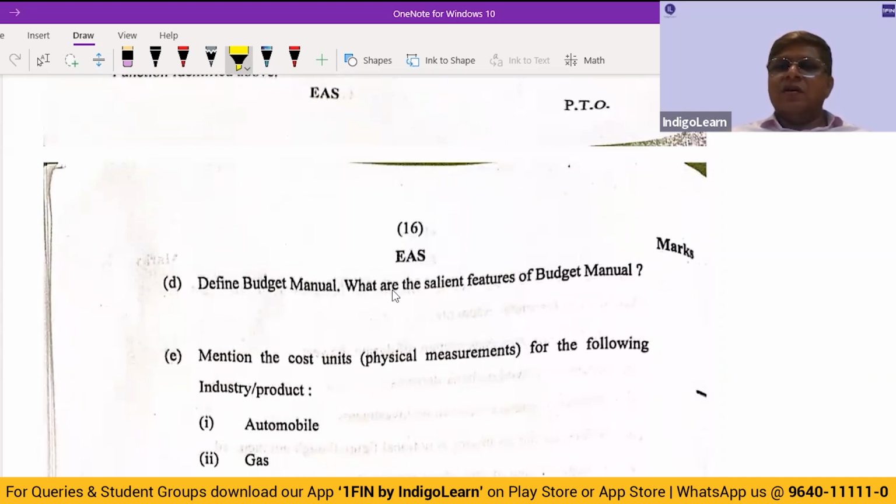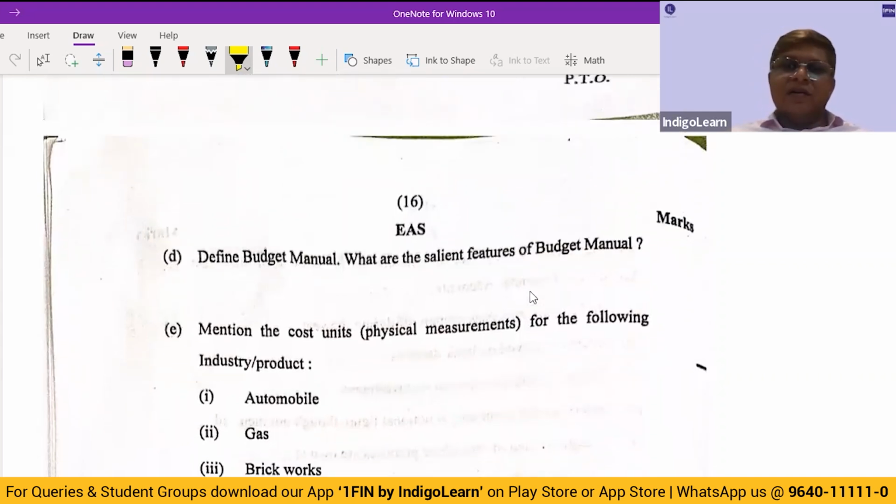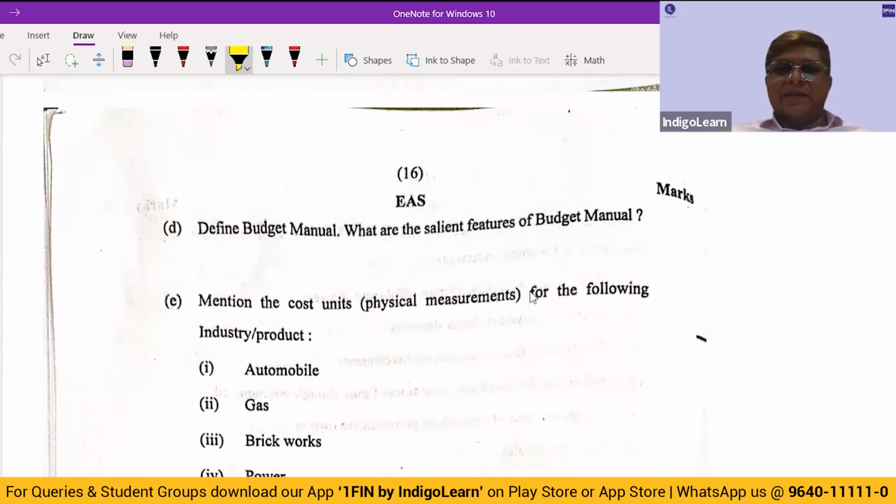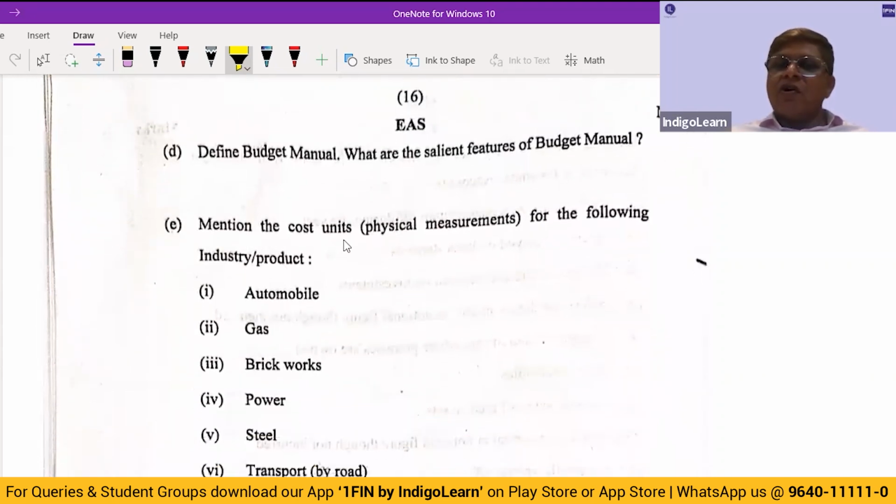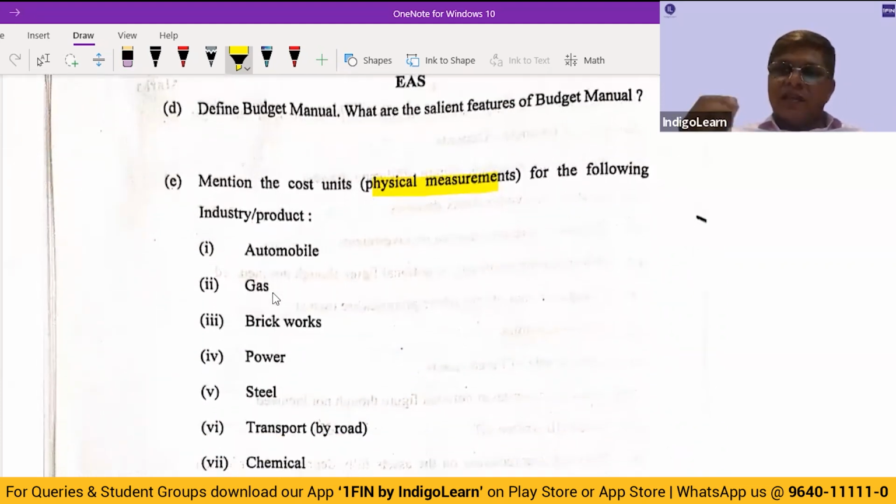Define budget manual. What are the salient features of a budget manual? A simple question on budgeting. Again, mention the cost units, physical measurements for the following industry or product. How can they make the life of a student easier? Such a simple question paper. All the theory questions, but for 2, have been practical oriented. Automobile: number of cars, number of units, number of bikes. Bricks: per 100 bricks, per batch, per 1000 bricks.